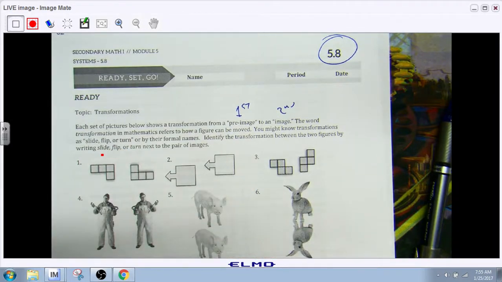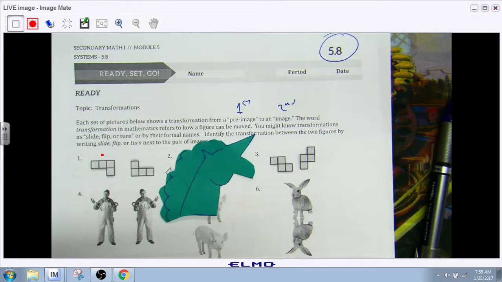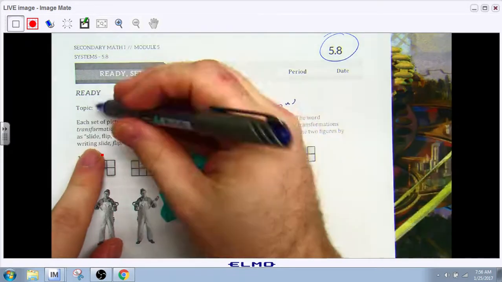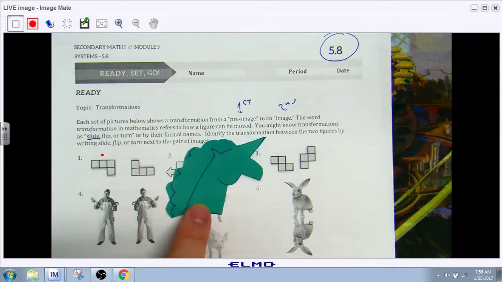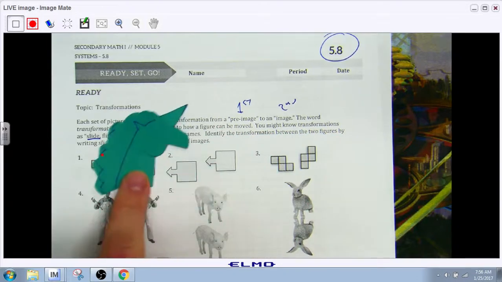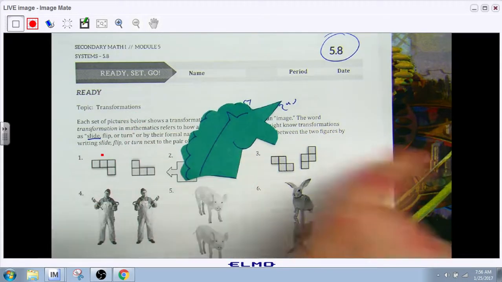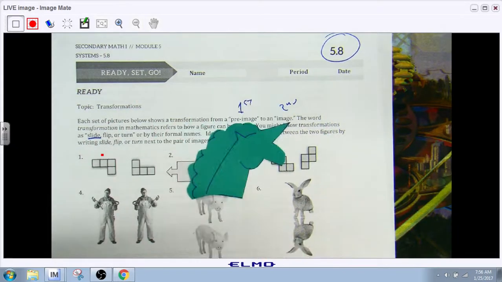I brought out my little buddy here, Charlie the unicorn. And I'm going to use Charlie here to kind of demonstrate what each of these mean. When we're talking about the idea of a slide, we're talking about moving Charlie in such a way that he slides from one area to another. He's looking the same way, his head's still up, but he's just being moved around. So that's what a slide is.